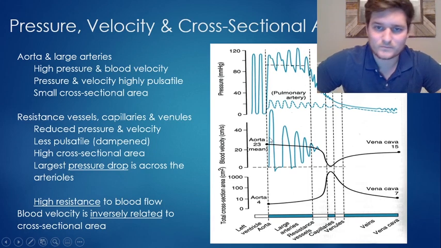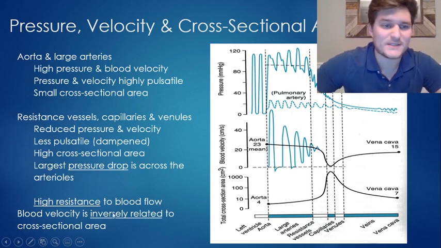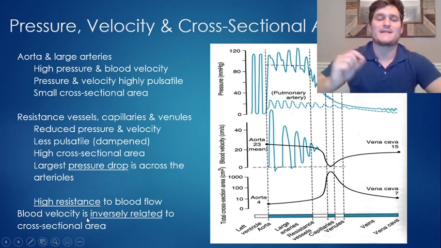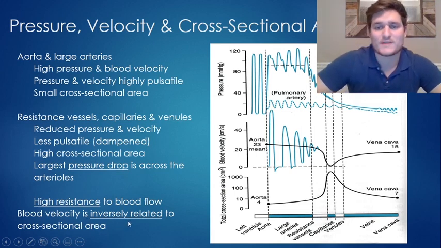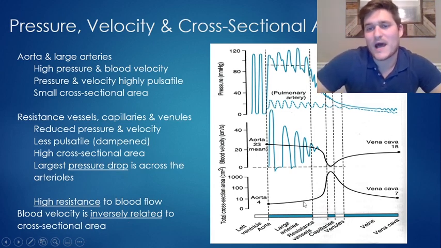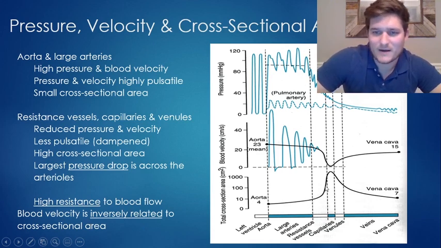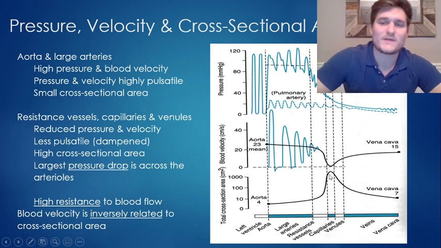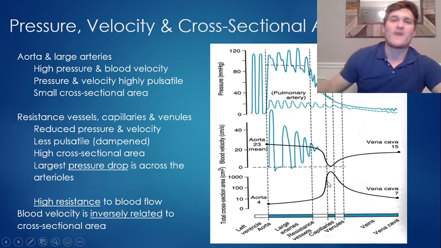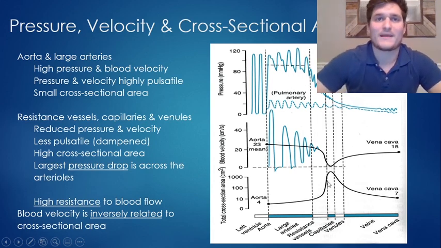And so basically, as we go through the circulation, what we're going to see is that blood velocity is inversely related to cross-sectional area. There's a higher cross-sectional area of arteries than the aorta, then there's a higher cross-sectional area of arterioles compared to the arteries, and then the greatest cross-sectional area out of all the vessels within our body are the capillaries.